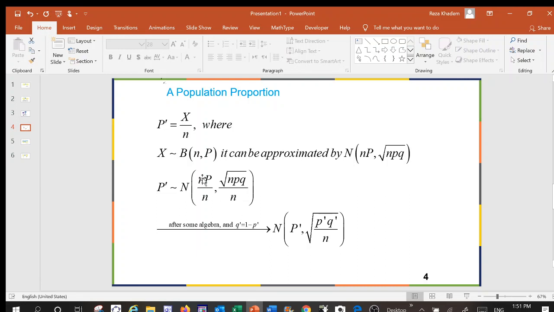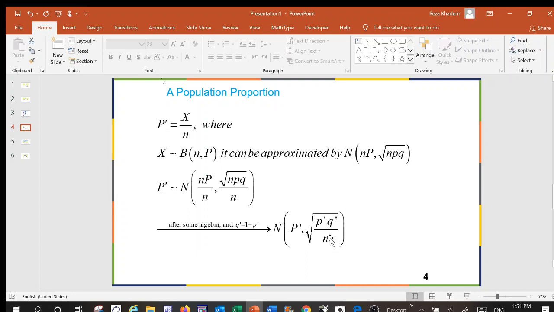Now, if you do a little algebra, maybe cancel the n's, we get P prime, we get P, and then square root of NPQ. We can put the n inside the square root and square it. So it would be NPQ over n squared, and one n gets canceled. And then we have P and square root of PQ over n.